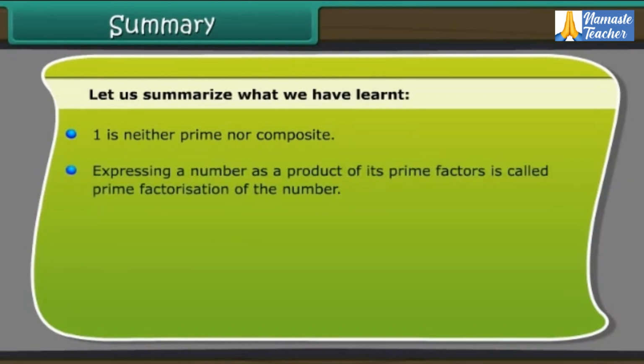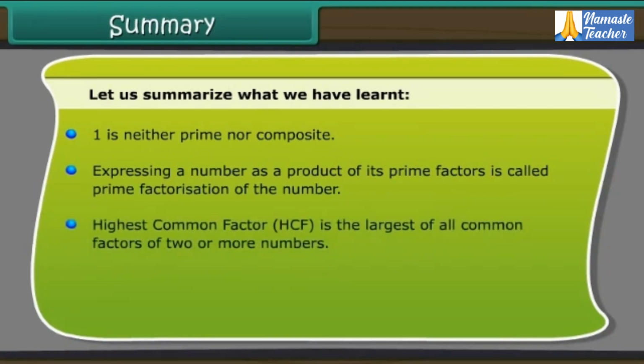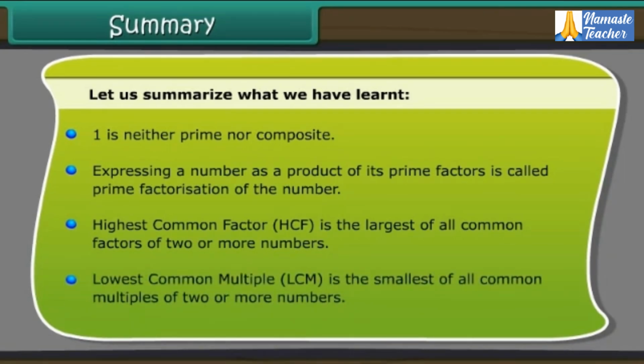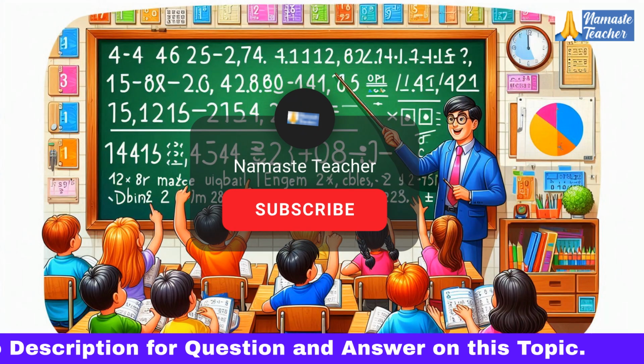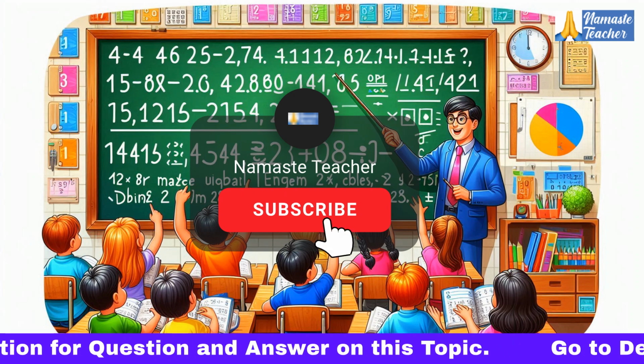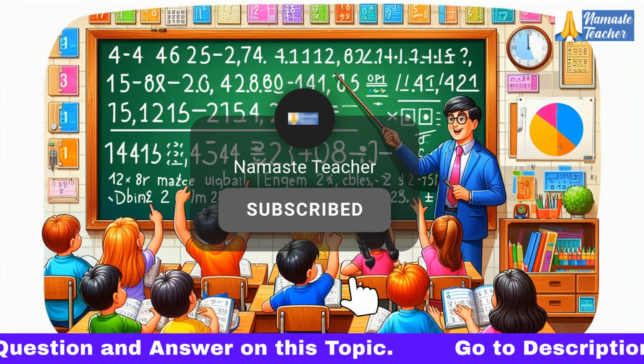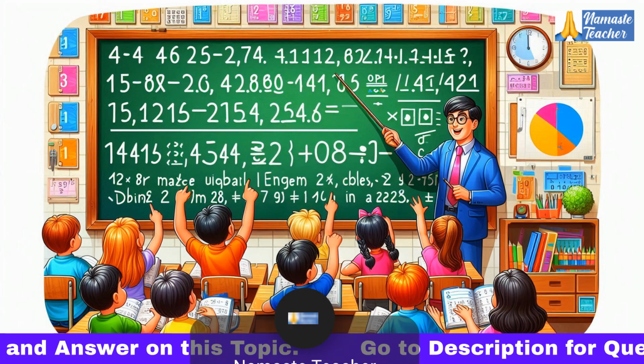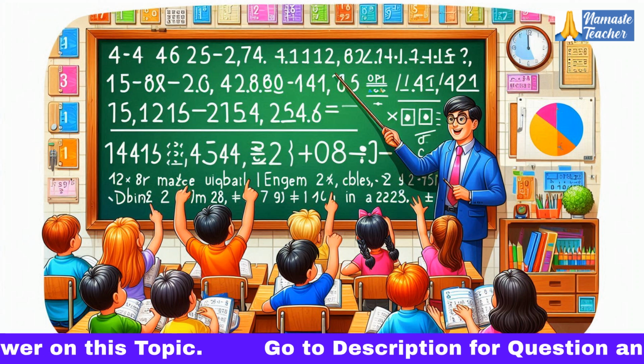Expressing a number as a product of its prime factors is called prime factorization of the number. Highest common factor, or HCF, is the largest of all common factors of 2 or more numbers. Lowest common multiple, or LCM, is the smallest of all common multiples of 2 or more numbers. In this video, we explored playing with numbers, diving into factors, multiples, prime factorization, divisibility tests, and LCM.